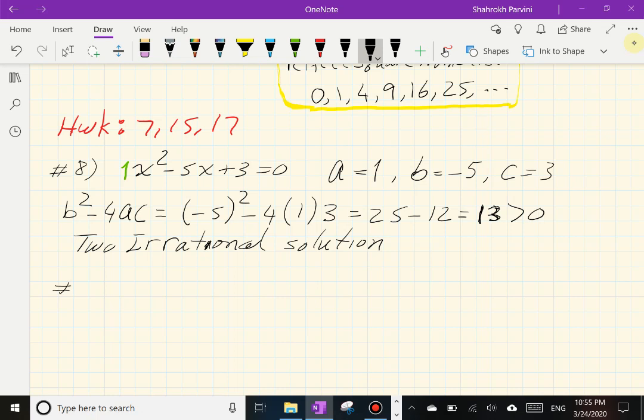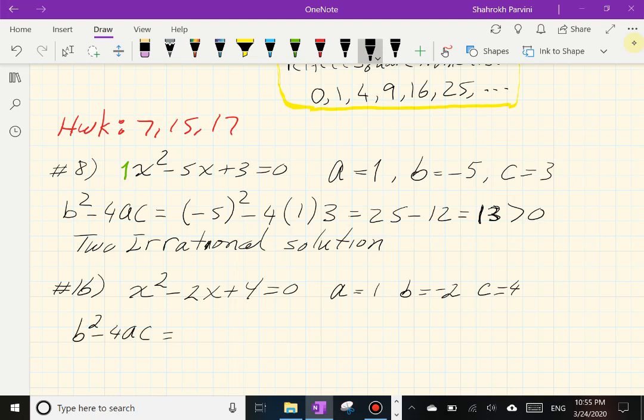Let's take a look at number 16. In number 16, the quadratic equation is x squared minus 2x plus 4 equals 0. So let's do our ABCs for this one. A is 1, B is negative 2, and C is 4. So B squared minus 4AC is going to be negative 2 squared minus 4 times 1 times 4. That makes it 4 minus 16, or negative 12.